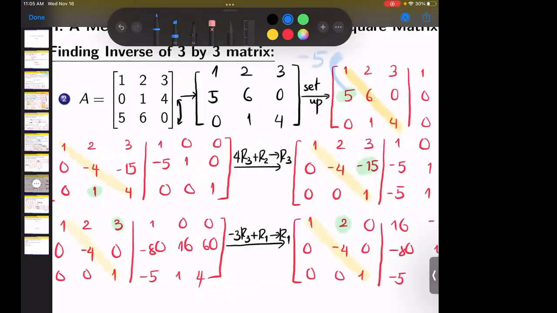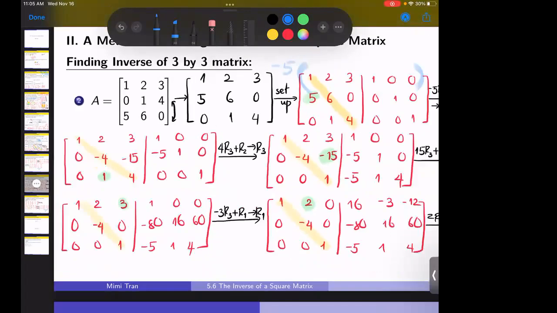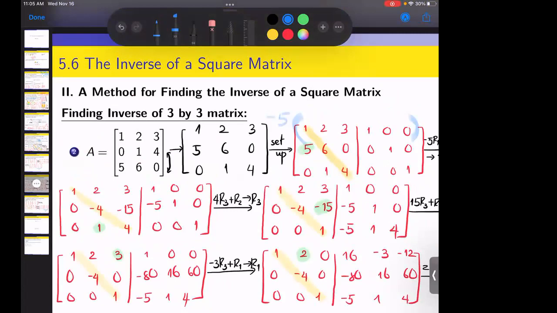Oh, you mean like 1, 0, 0, how do we know how to set that? The setup is this. This is always your A, and this is always your identity. That's how you set it up.